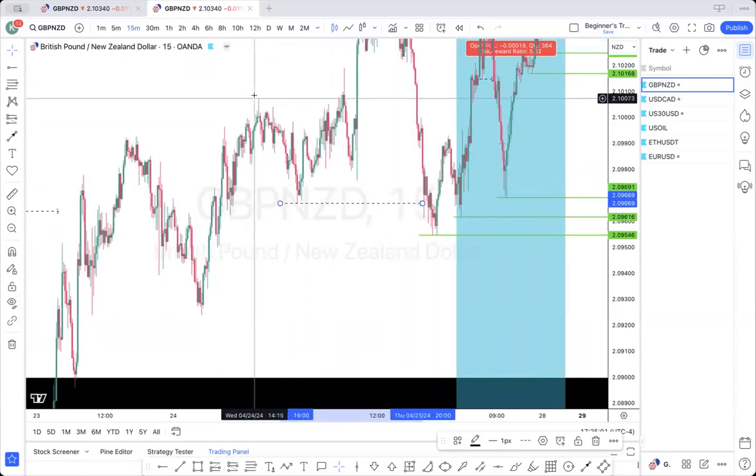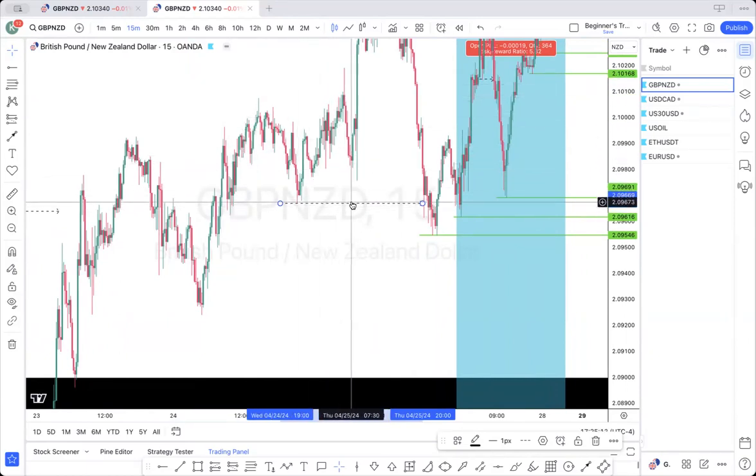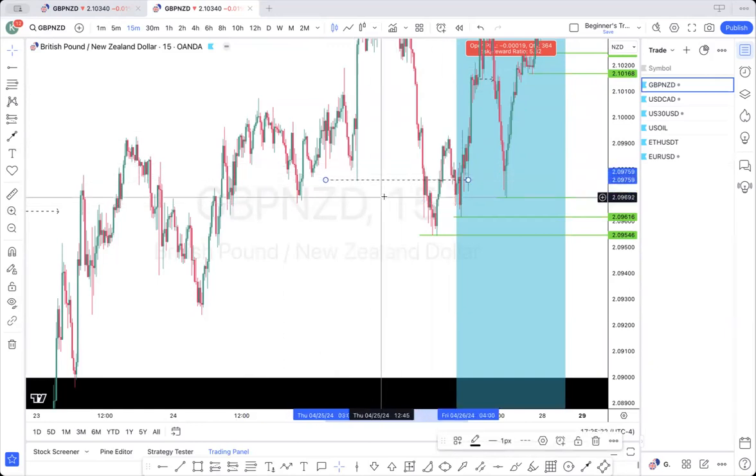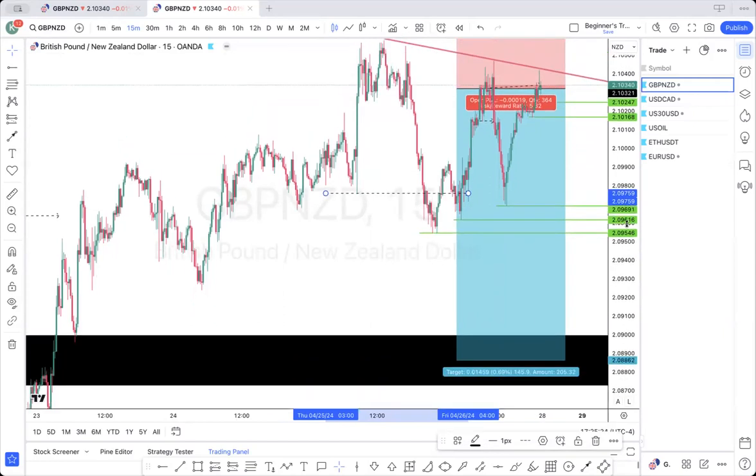And actually, hold on. So this pushed up, broke. This broke. So really the last swing is here. The last swing is this one right here. Either way, it broke the last swing. It broke this swing and it broke this swing.